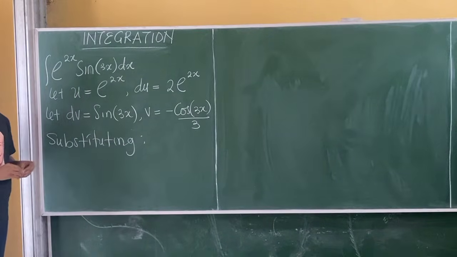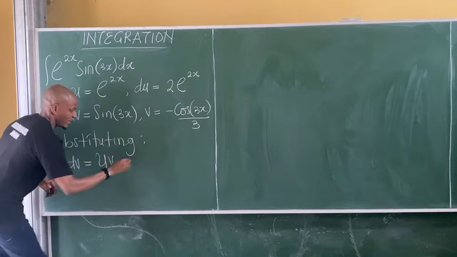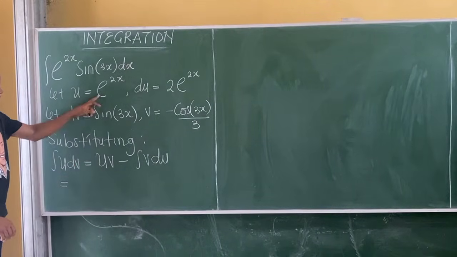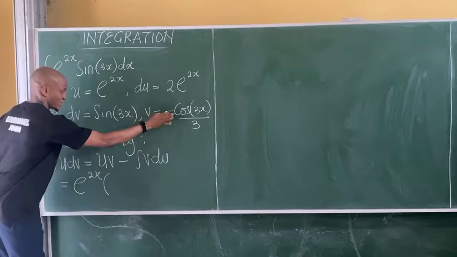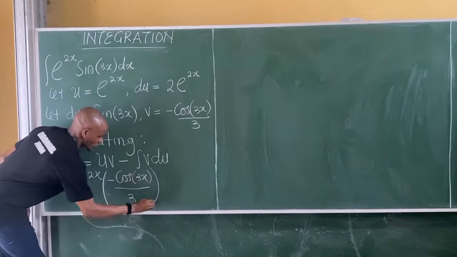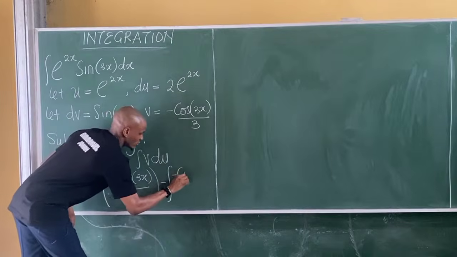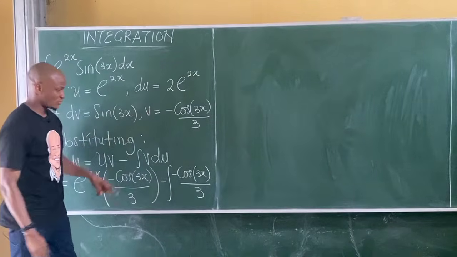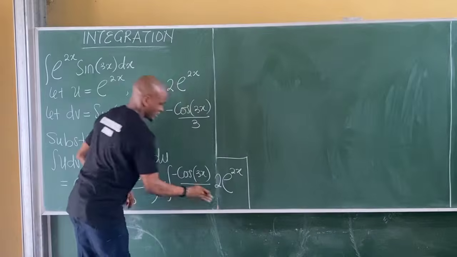Substituting into my integration by parts formula, the integral of u dv is equal to uv minus the integral of v du. The value of u here is exponential 2x, so I have exponential 2x times v. The value of v here is minus cos 3x all over 3. So here is uv minus the integral of v, which is minus cos 3x all over 3, times du. Du here is 2 exponential 2x.